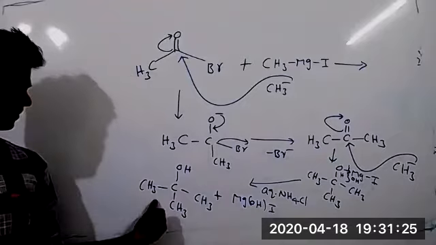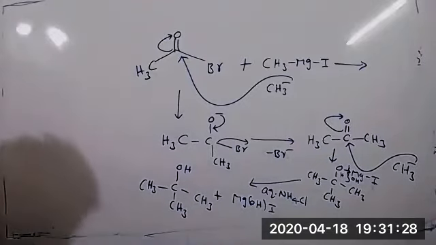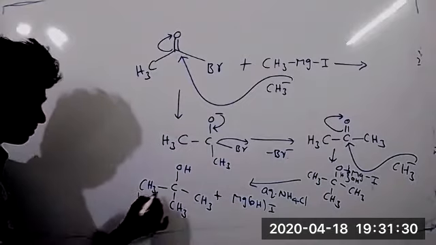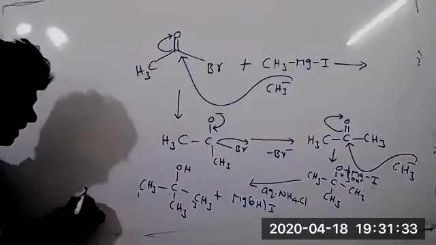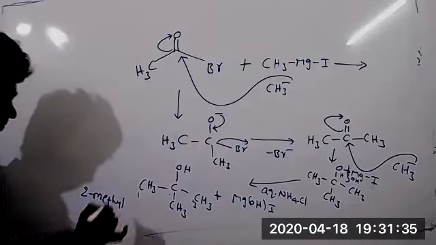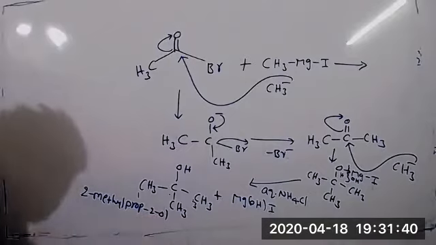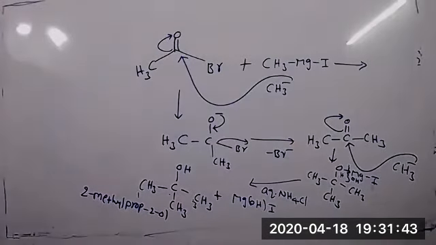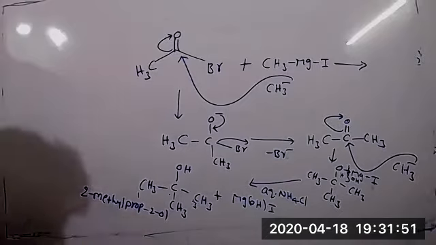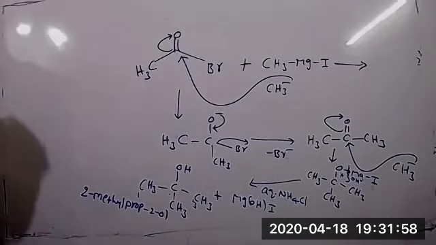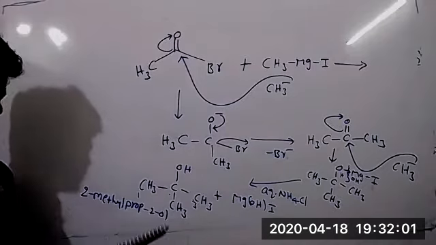What is the name of the product? 2-methyl propan-2-ol. What is the correct option? Option C, 2-methyl 2-propanol. Option C is correct.